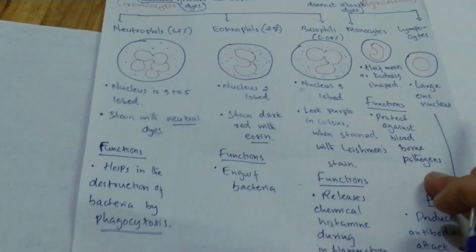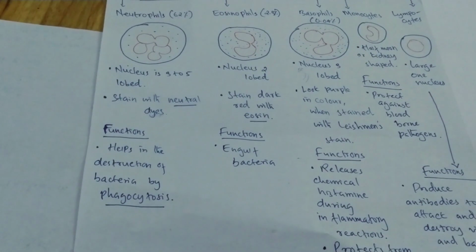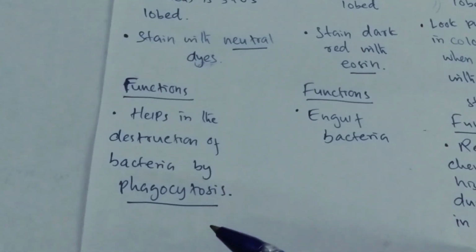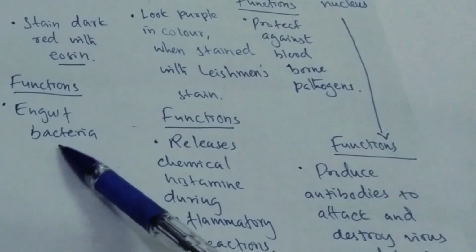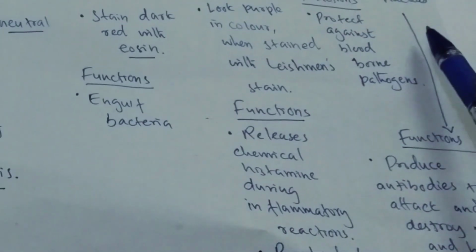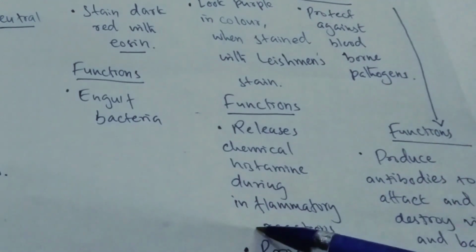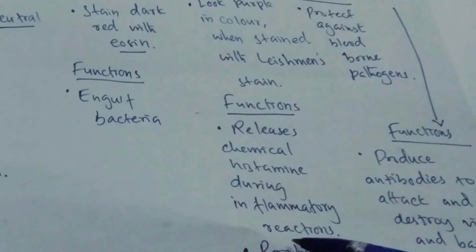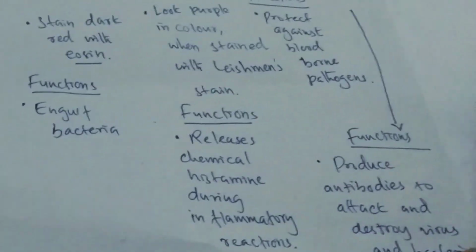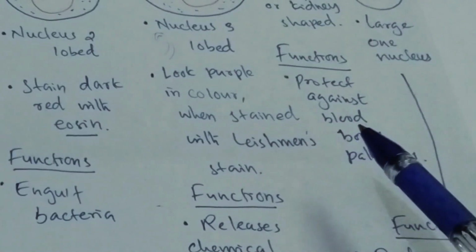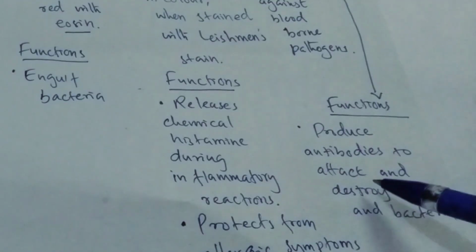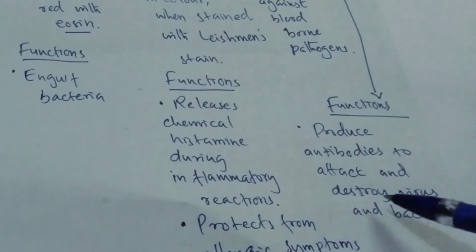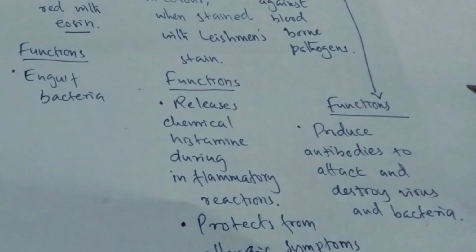We have also studied about the different functions of each cell. The main function of neutrophils is to help in the destruction of bacteria by phagocytosis, and the function of eosinophils is to engulf bacteria, and the basophil is to release the chemical histamine during inflammatory reactions and also protect from allergic symptoms. Monocytes protect against blood-borne pathogens, whereas lymphocytes produce antibodies to attack and destroy viruses and bacteria.